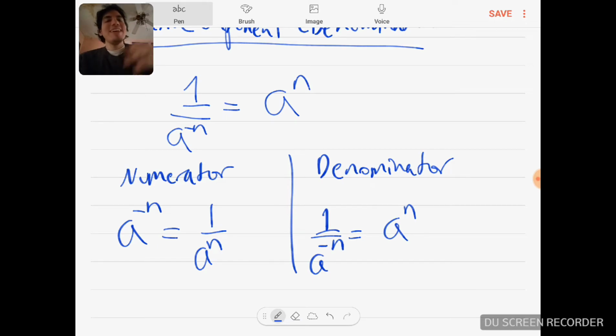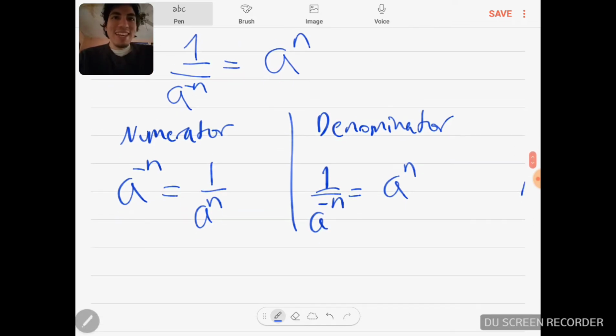Sorry, I said that wrong. If the negative exponent is in the numerator, it's going to go down. And if the negative exponent is in the denominator, it's going to flip up. There we go. I said that wrong.